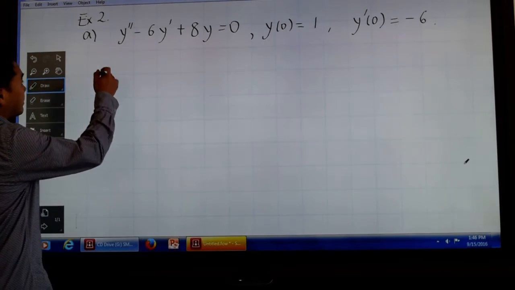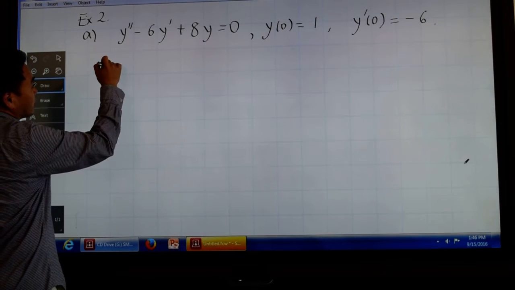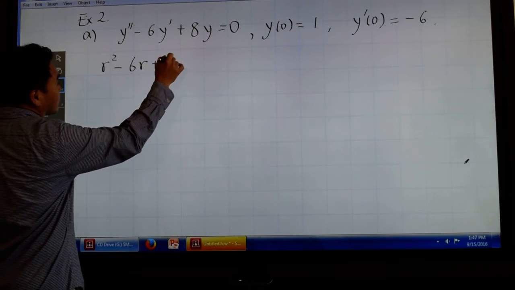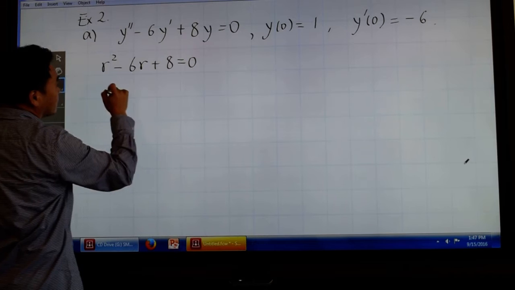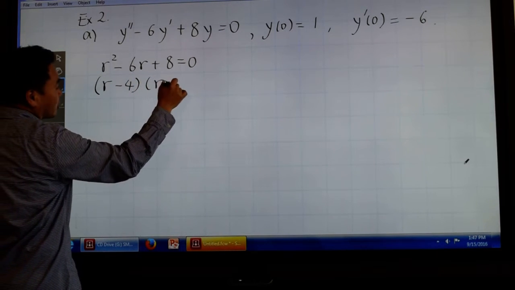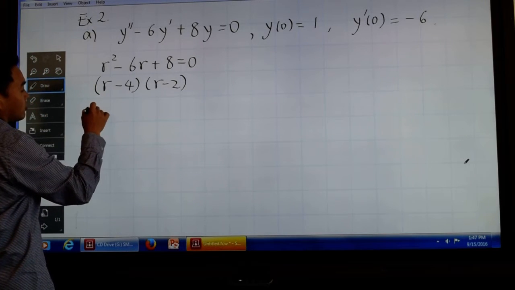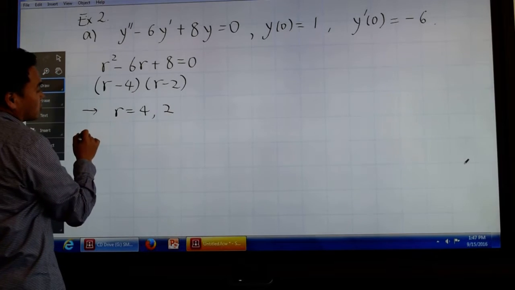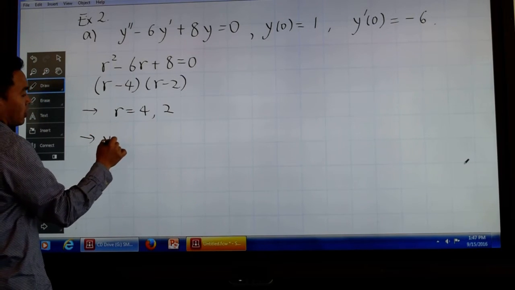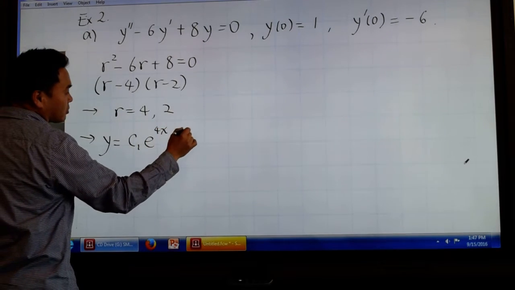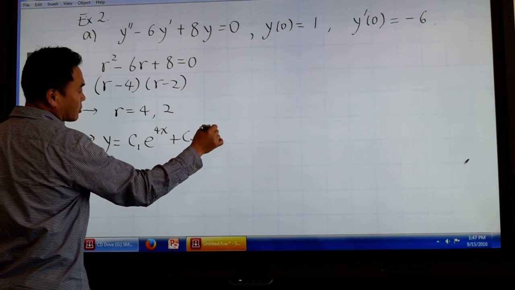Alright, so here, first the characteristic equation, r squared minus 6r plus 8 equal to 0, which factors as (r minus 4)(r minus 2), which will give you r equals 4 and 2, which will give you the general solution as y equals c1 e to the 4x plus c2 e to the 2x.